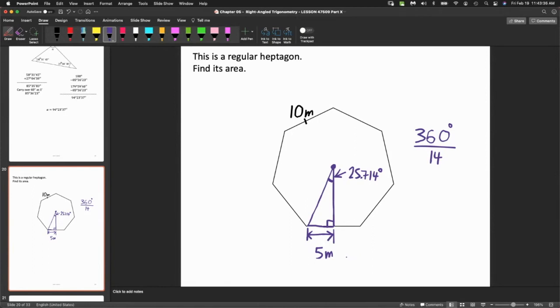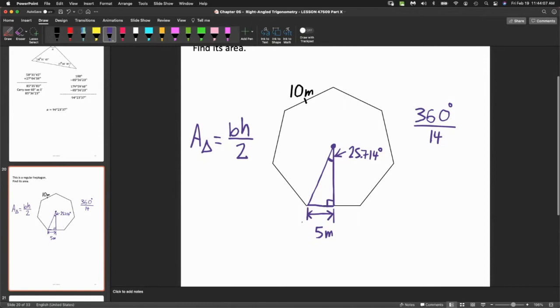Okay. Can someone tell me what the area of a triangle is? What's the area of a triangle? Yeah, thank you. I'm going to go with Ram's answer. It's base times height divided by 2. So at this point, we know the base is 5, but we don't know the height. If we can find the height of this triangle, then we know how to find the area. So how the heck do you find this height?